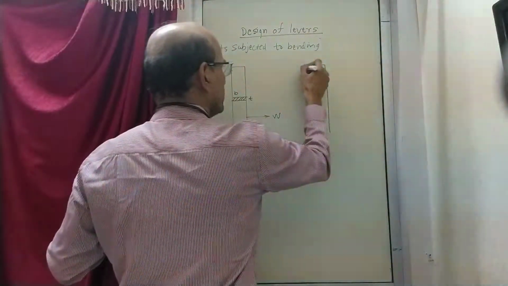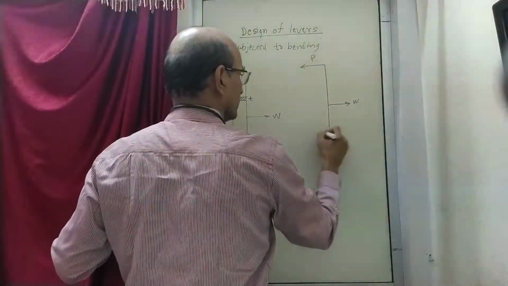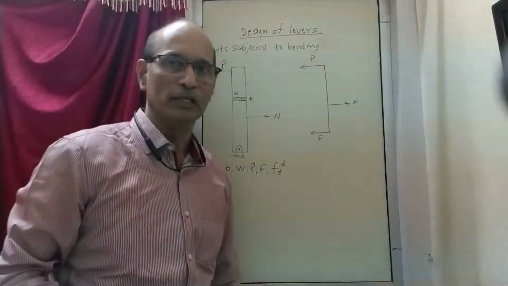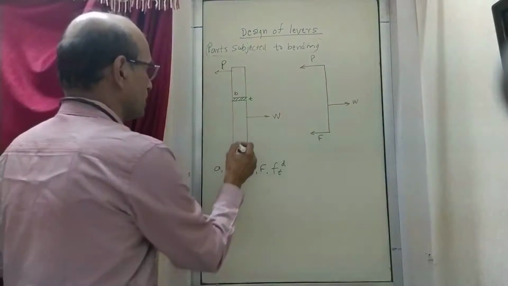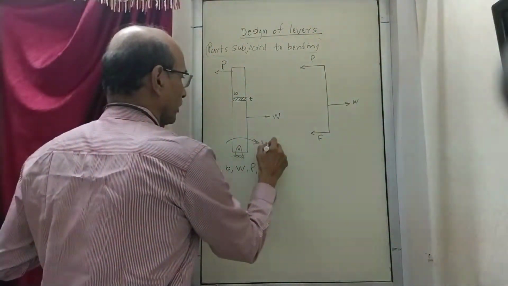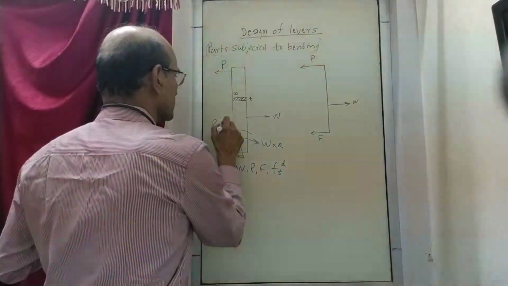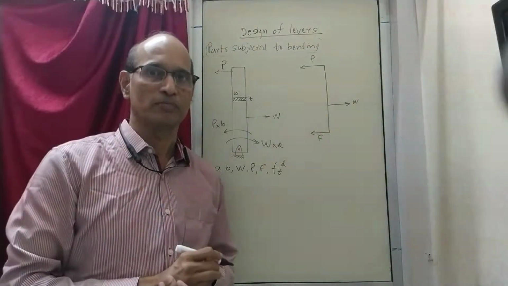At this point there is P acting, at this point somewhere there is W acting, and here there is F acting. So when these three forces are acting on the lever, what will happen? We have already said earlier that there are moments acting here. So this is the moment W into A acting, this is the moment P into B acting. That means the lever is experiencing a moment.